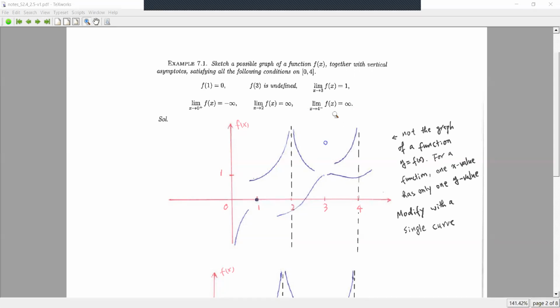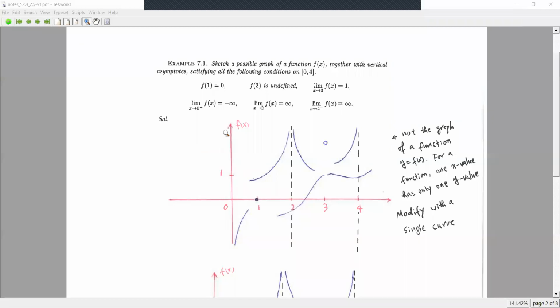This vertical line is a vertical asymptote. Condition 6. As x approaches 4 from the left side, function approaches positive infinity. Again, this is an infinite limit. As x approaches 4 from the left side, the graph goes up to infinity. This vertical line is a vertical asymptote.